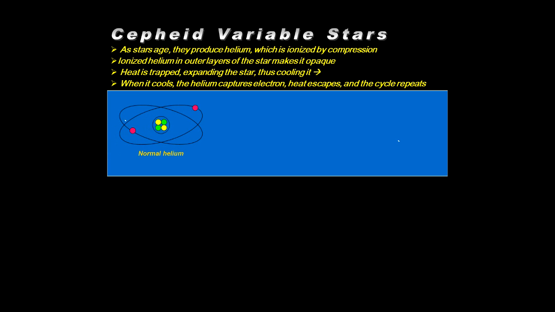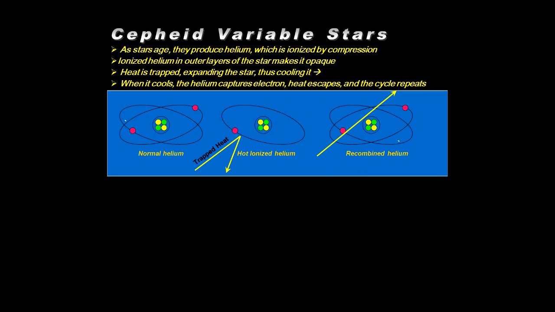So here it is in graphic form. We have normal helium, 2 electrons. Well, as it's compressed and heated, it at least singly ionizes the helium, and so we have 1 electron. Well, it's now an ion that causes photons to be scattered, absorbed, irradiated, so it's essentially trapping the heat. So the heat is building up. When the heat builds up, the star expands, and when it expands, it cools. And as it cools, the helium can recapture the electron once again. Once that happens, the heat can escape. Namely, the photons can escape. And when it does that, it causes it to shrink back down, which starts the cycle all over again.